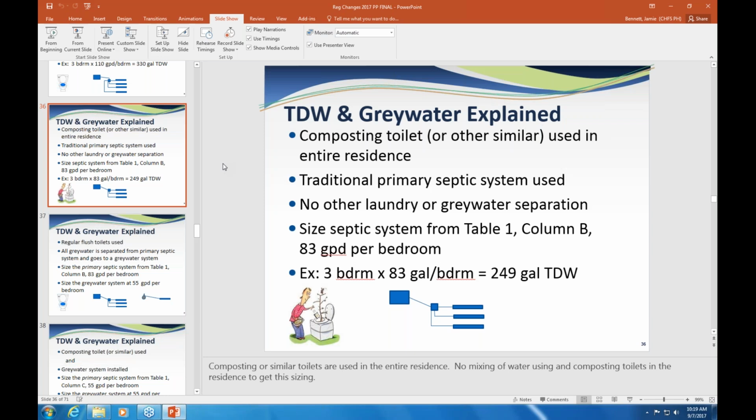Example 2. Composting toilets or similar are used instead of flush toilets. A traditional primary septic system is used and no other laundry or gray water separation. So the only difference, instead of flush toilets, they're using composting. Everything else is the same. In that case, size the septic system from Table 1, Column B at 83 gallons per day per bedroom. As an example, 3 bedrooms times 83 gallons per bedroom per day would equal 249 gallons per day TDW. The only difference is in that scenario in the old regs it was 90 gallons per bedroom. Now it's 83.